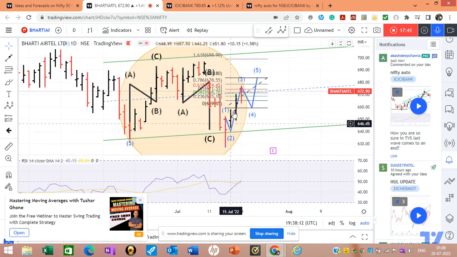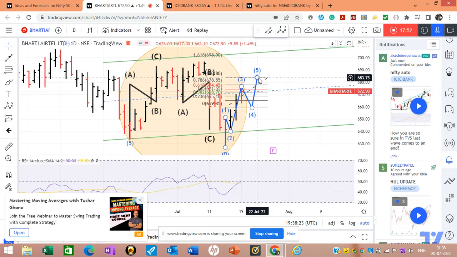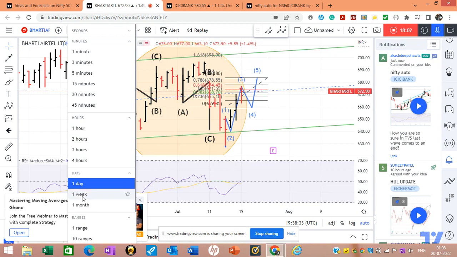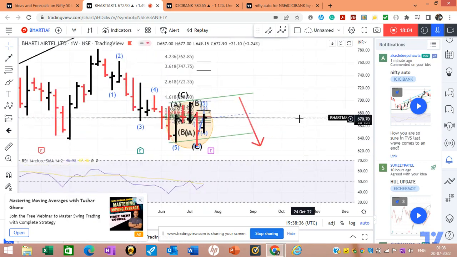So one, 2, 3, 4, and 5. So this is Bharti Airtel. Actually, these types of patterns, whenever they appear, are very good trading opportunities. Flats are very good trading opportunities. The last wave, because of the five wave move up.